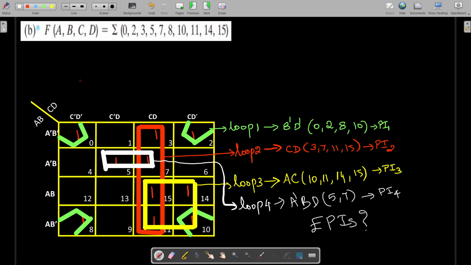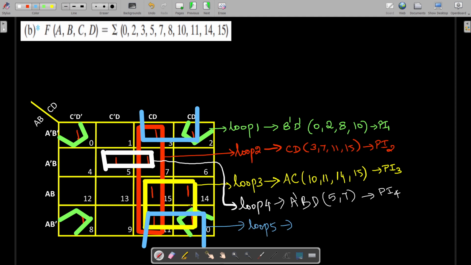Other than that, we can form one more loop like this. This can also be formed, these 4 ones together. So that can be mentioned as loop 5. That corresponds to b dash, row wise. Column wise it is covering C, because D and D dash are cancelled. The minterms corresponding to this are 2, 3 and 10, 11. So this can be taken as PI5.